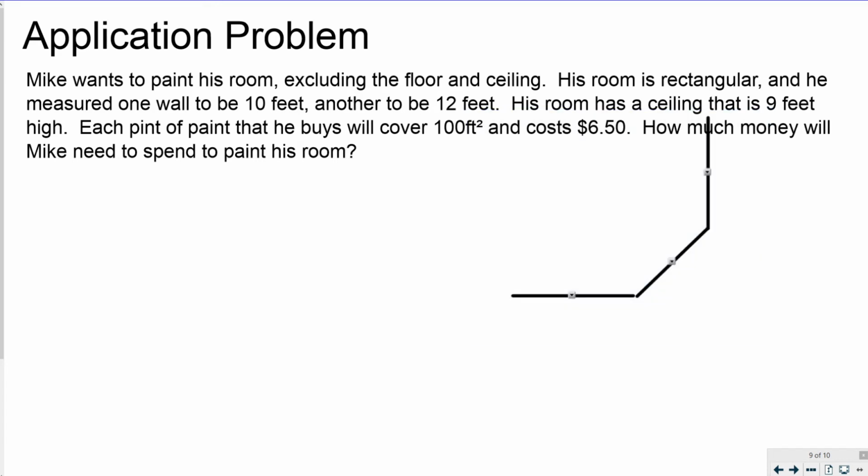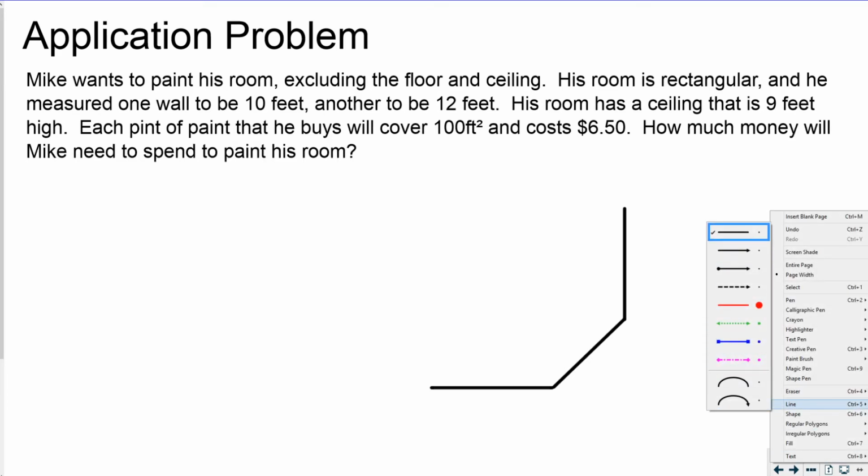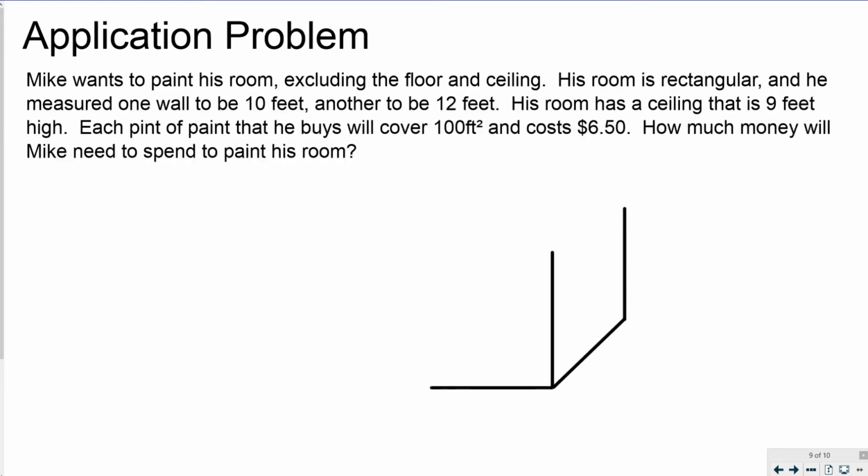So I'm going to switch back to my line shape here. To complete the figure, he would go up like this, 9 feet, and he would go up like this, 9 feet. And then you have this and this to complete the figure. And then we would have a similar shape going this way. We'd have these up in here. So it's not perfect, but you get the idea.